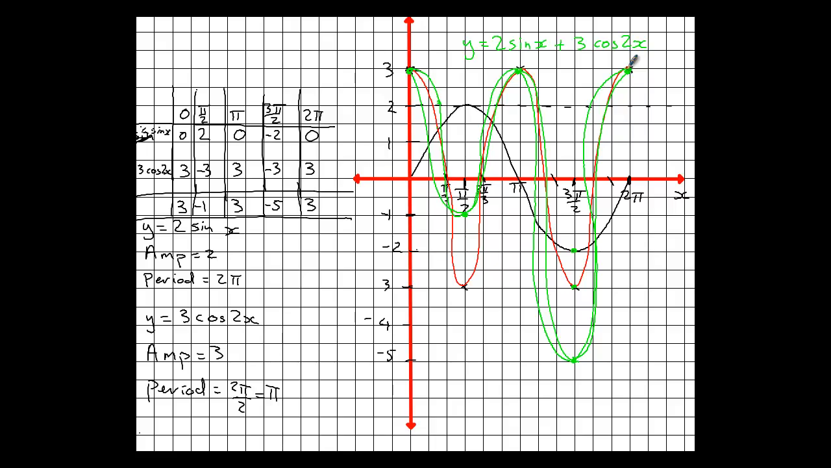Okay, so there's a little introduction to addition of ordinates. The important thing is to pick a few important points along the way, find the value from each of the components, and then add them together to get the final graph.